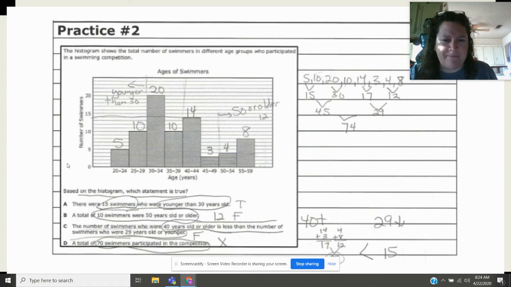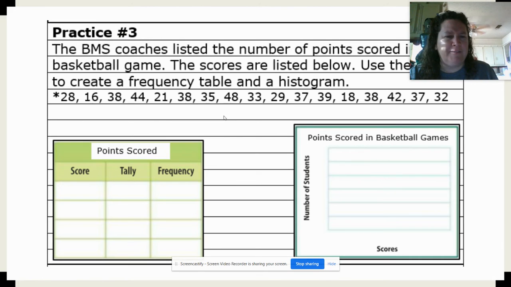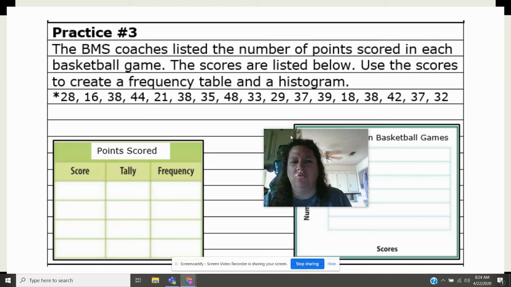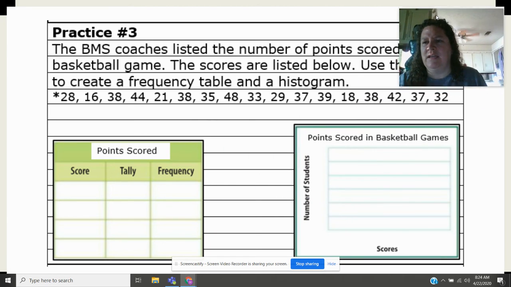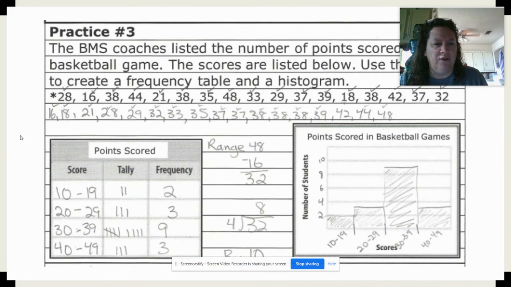All right. So let's see. The BMS coach lists the number of points scored in each basketball game. The scores listed below are used to create a frequency table and a histogram. So as you can see, my scores are just listed because that's what a coach would do. They'd go game by game, and so forth and so on. And they wouldn't be from least to greatest, okay? So watch how we do this one.